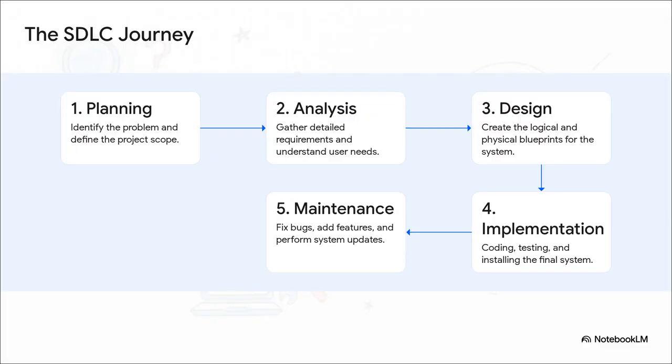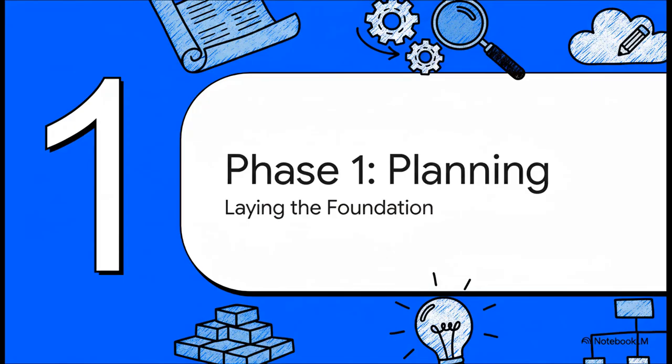This whole process breaks down into 5 distinct phases, which is basically going to be our roadmap for this explainer. We'll start with the initial idea and follow the journey all the way through to the final product and even beyond. So let's start right at the beginning with Phase 1, planning. This is where every great project kicks off by laying a really solid foundation for everything that's going to follow.